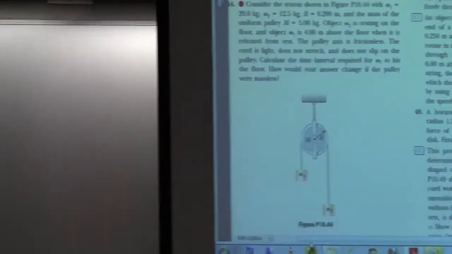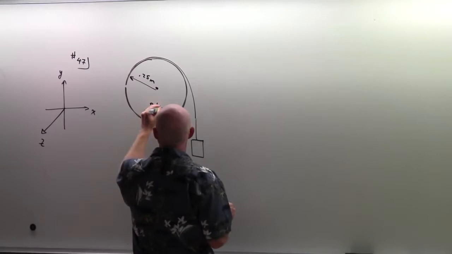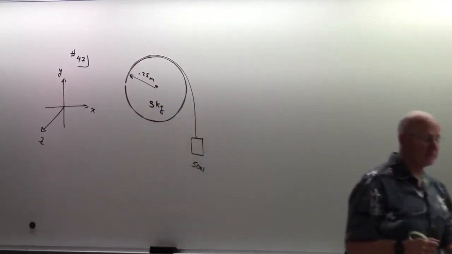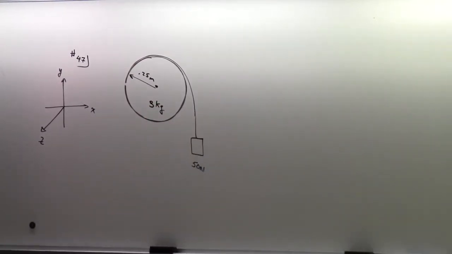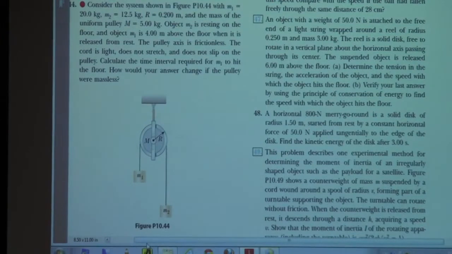Oh, I didn't look closely. 25 meters. And the reel itself is 3 kilograms. So they give me its radius, they give me its mass, they give me the weight of the hanging weight, which means I can also get the mass. I don't know if I need that, but I'm going to go ahead and calculate it here, because I kind of suspect I am going to need it.